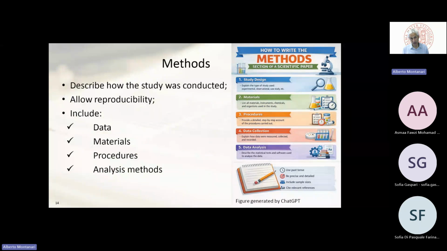The methods section is where reproducibility comes into play. It's the section where you have to make sure that everything you say is reproducible. Reproducibility usually is not really part of the introduction. It's not something that you have to consider in the introduction. It's something that you have to consider mainly in the methods section, which is extremely important for this reason.